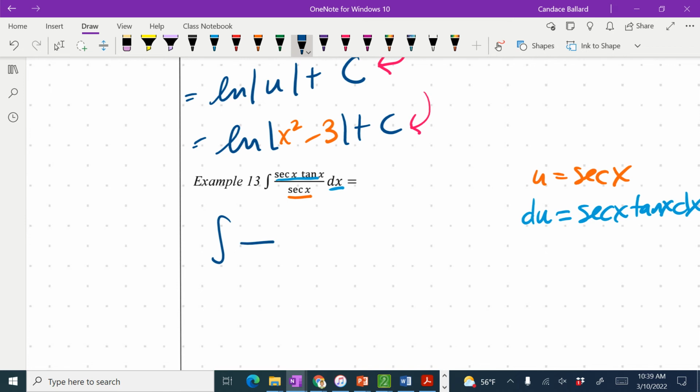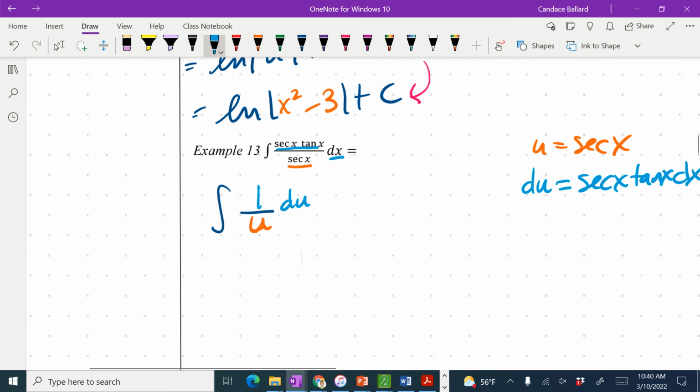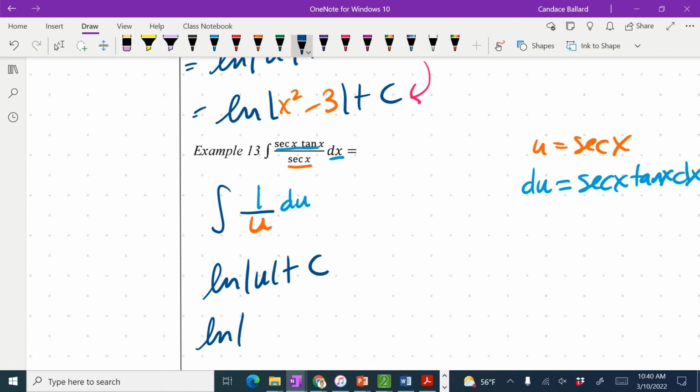We're going to make it look a lot better. So I'm putting in u for secant x. And then for the secant x tangent x dx, I'm putting in 1 du. The 1 is just because we need something in the numerator. When you integrate 1 over u, what do you get? Good, plus c. And then again, we're going to substitute our u back in. So I'm substituting back in secant x.